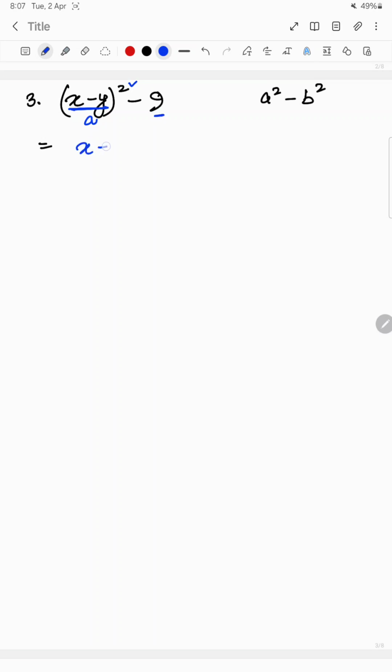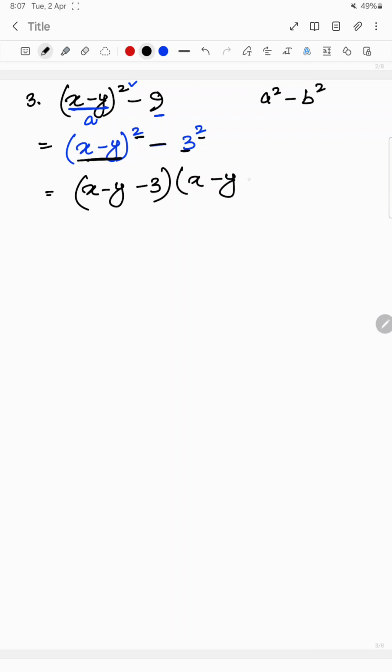So in the next step I get x minus y whole square minus 3 square. So now the question has been converted into a square minus b square. So for this I can write a minus b into a plus b, that is x minus y is a, plus b, b here is 3. So this is the solution. So it's very simple. Okay, so this was question number 3.1. Let's see question number 3.2.